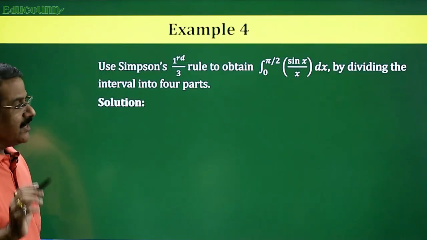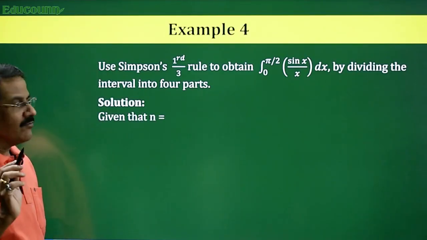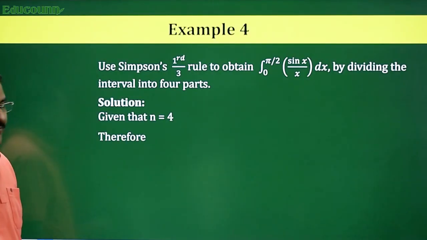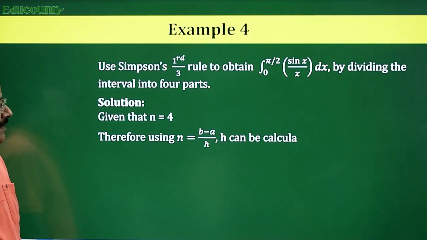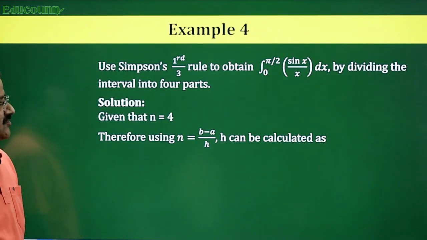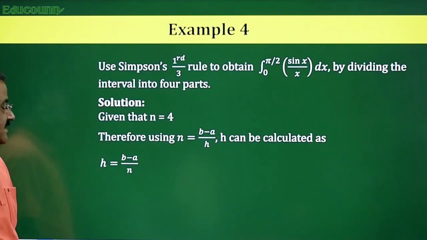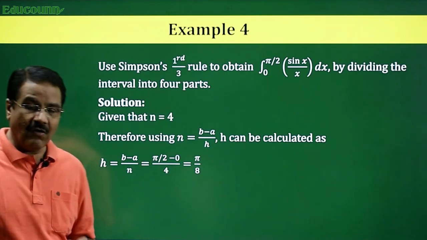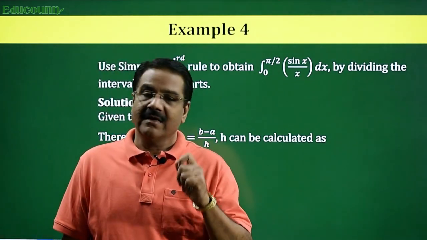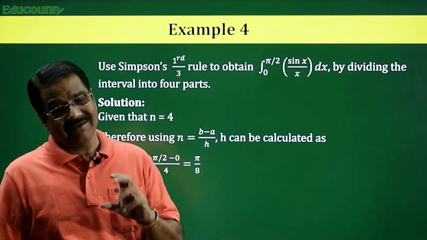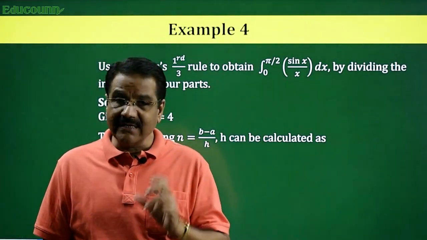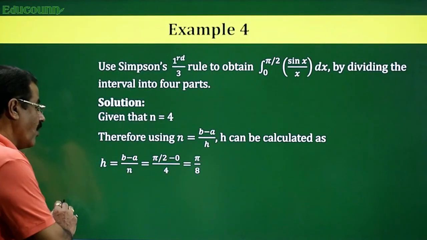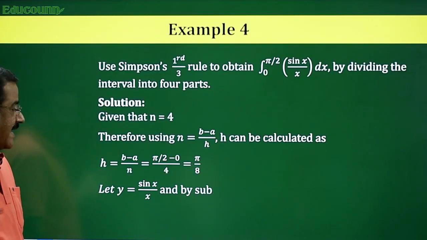Now let us see a new concept over here, how to find the values. First of all, we see that n is equal to 4 and we have to calculate h for this. n is equal to b minus a upon h. Then h can be calculated as pi by 2 minus 0 upon 4, that is pi by 8. Now whenever we are going to calculate the value of y at h equal to pi by 8, either you convert your calculator mode into radian mode, or there is an alternate method as well.